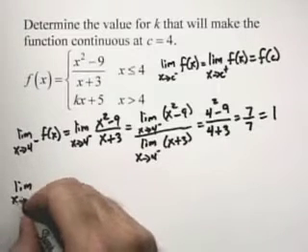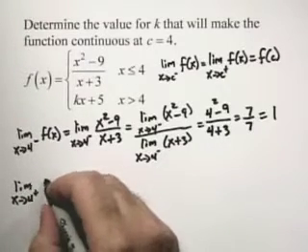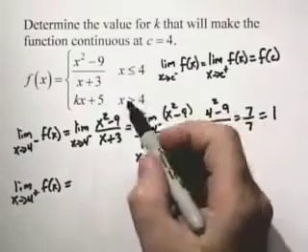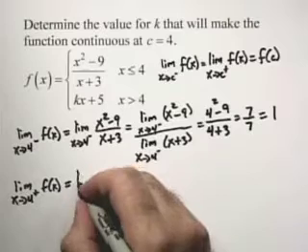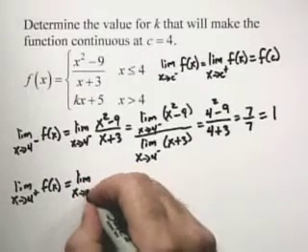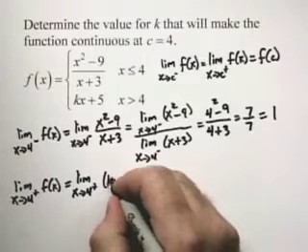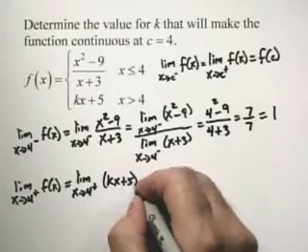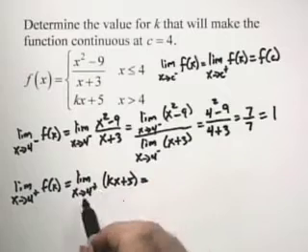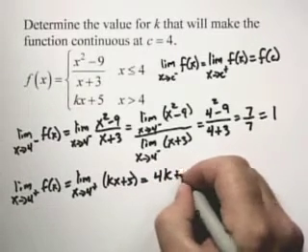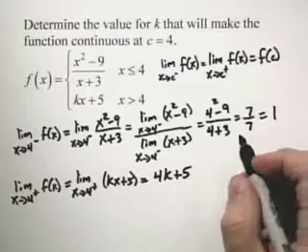Next, we'll look at the limit as x approaches 4 from the right. Here we're using values for x that are greater than 4, which means we need to use the second piece in our piecewise defined function. So the limit as x approaches 4 from the right of kx plus 5. This is a polynomial, so we'll just plug in our value for c. We'll get 4k plus 5 as the limit.